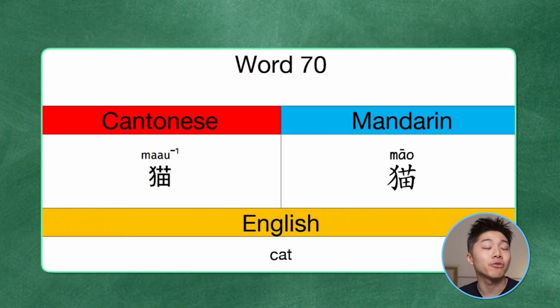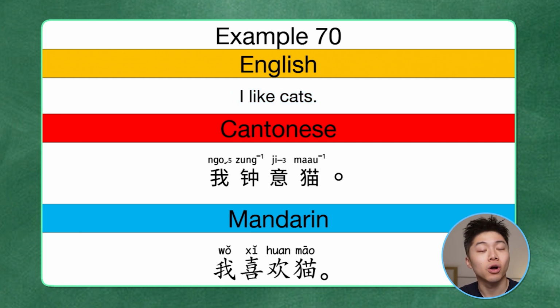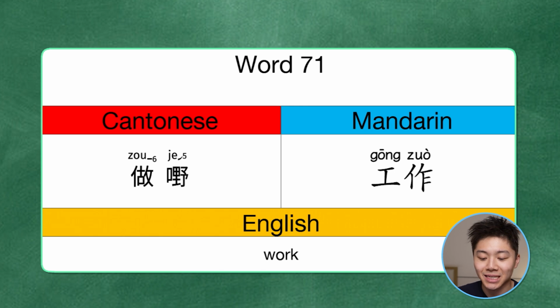Cats. We're going to learn earlier. 貓 in Mandarin, 貓. I like cats. In Cantonese, 我鍾意貓. In Mandarin, 我喜歡貓. 我 is I in Mandarin. 鍾意 is like, in Mandarin 喜歡. And then 貓 is cat in Mandarin. Next, work. 做嘢.